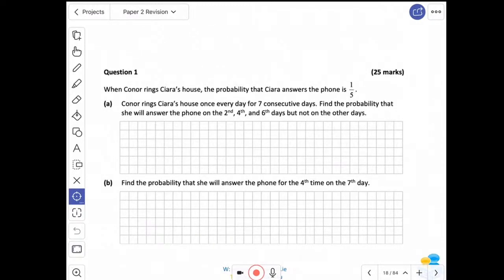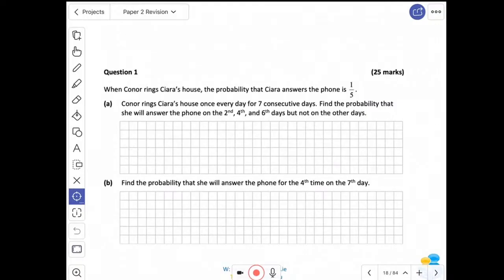And they're not saying it changes or anything like that. It's consistent, they're independent, etc. So let's just keep that in the backs of our minds. Our first part, part A, is saying Connor rings Ciara's house once every day for 7 consecutive days. Find the probability that she will answer the phone on the 2nd, the 4th, and the 6th days, but not on the other days.